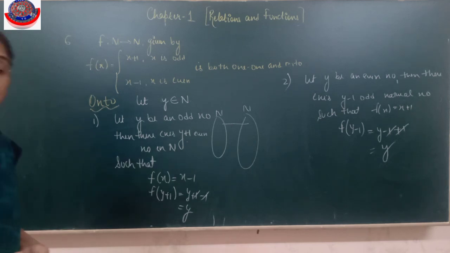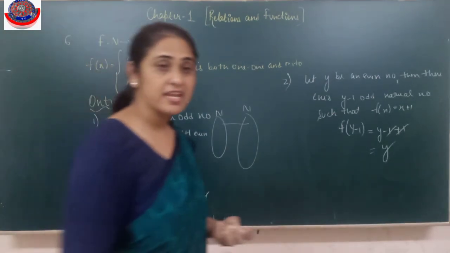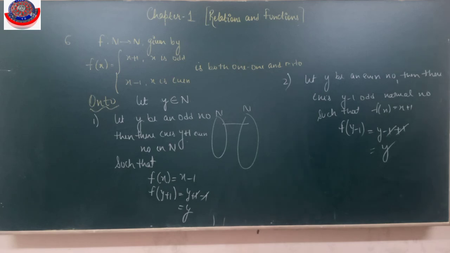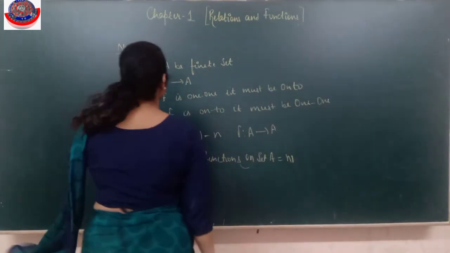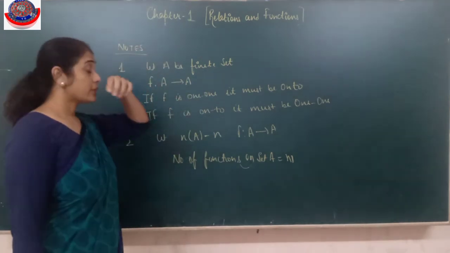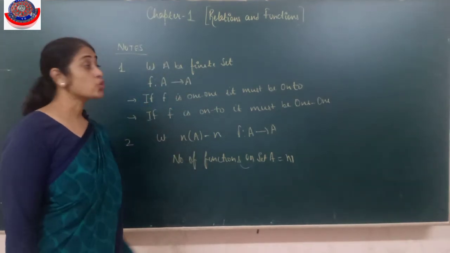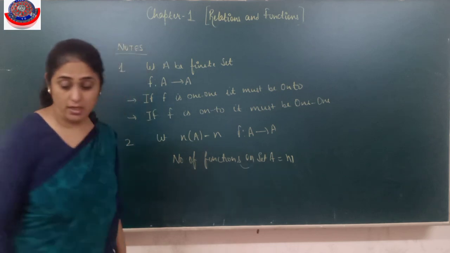Alright, so you have to practice the questions very carefully. Only then will you be able to solve such kinds of questions, otherwise you will get confused. The last thing you need to remember in these notes: if set A is a finite set and a function is defined from A to A, if the function is 1-1, it must be onto. If it is onto, it must be 1-1.